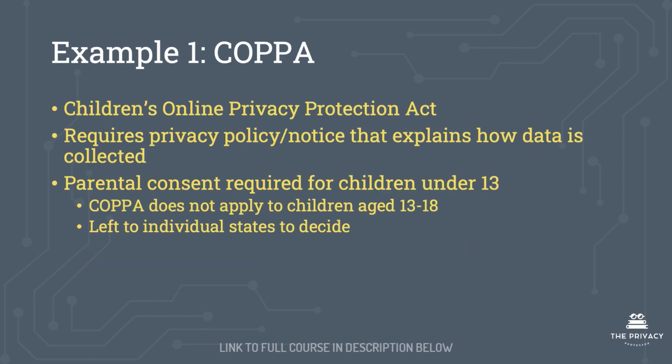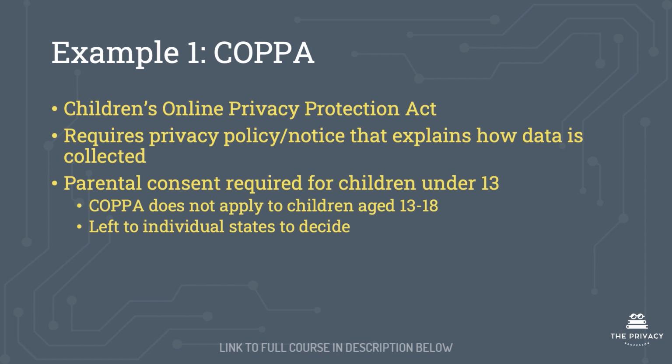Let's look at a few examples of how children's privacy is protected. One example that we've come across a few times already is COPPA, the Children's Online Privacy Protection Act. COPPA requires that applications use a privacy policy and notice that explains how data is collected from children. COPPA also requires parental consent for children under 13 years. COPPA does not apply to children aged 13 to 18. That's something that you should keep in mind for the CIPP/US. It would only be children 12 and under that require parental consent.